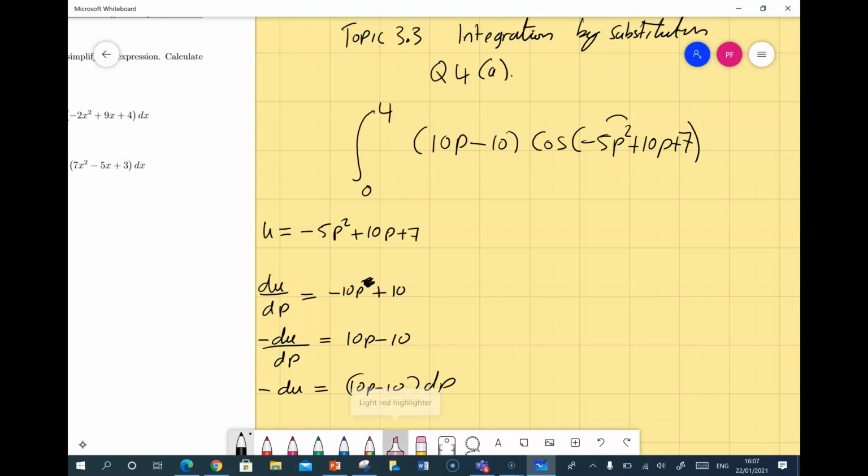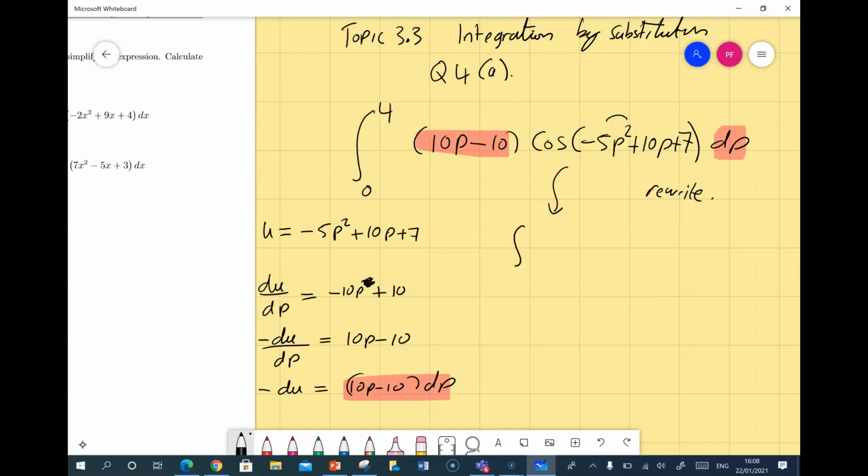So now I can see that I can exchange 10p minus 10, and oops, at the end there, sorry, I have a dp. That can all be exchanged for minus du. So now it's time to do my rewrite.